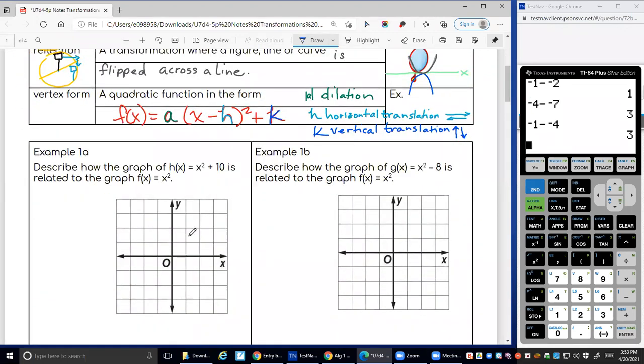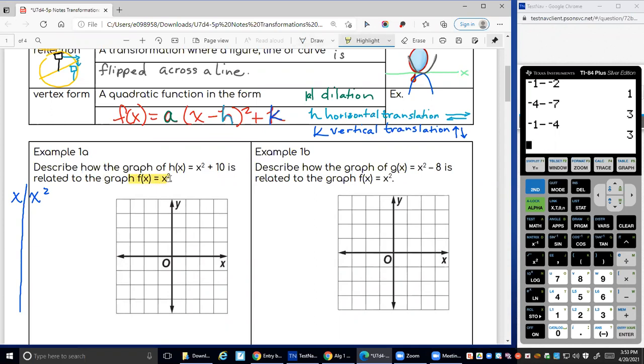So let's go ahead and look at example 1A, okay? I'm going to do a little table. I'm going to start off with X right here. You will need your calculator, boys and girls, just saying. We're going to describe how the graph of this equation right here, this quadratic, is related to this quadratic.